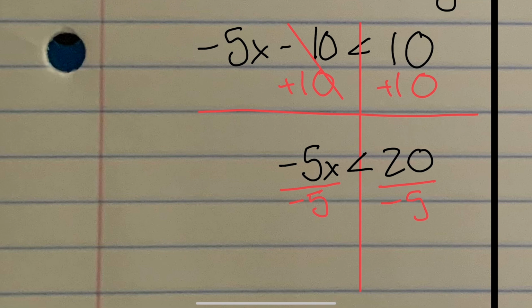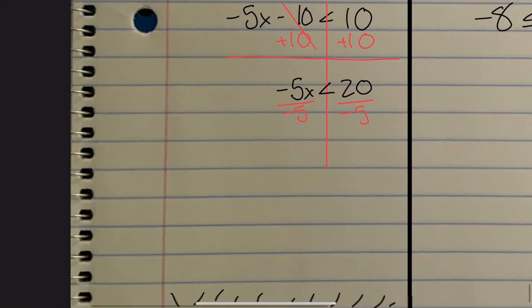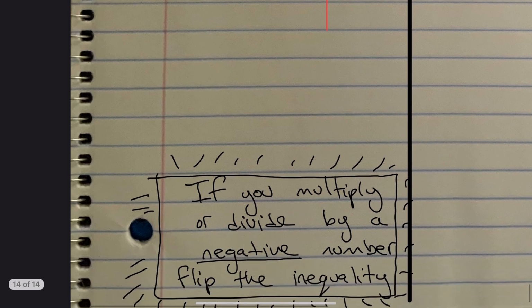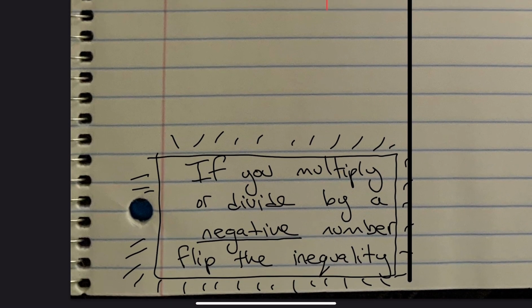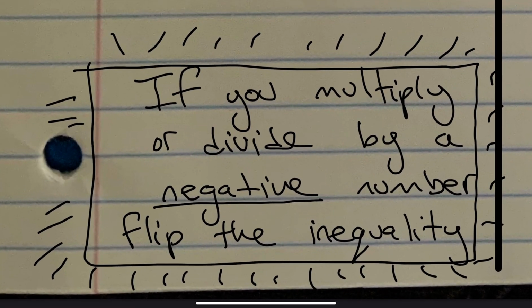Here's where the difference happens. Now I'm going to scroll down just a little bit so you can see my little note at the bottom here. This is very important. That's why it's in a box and it's got all these things around it. If you multiply or divide by a negative number, flip the inequality. This is a big deal. This will change your answer. This will change your graph. So be careful. I already messed it up in class once, so I just want you to be careful too. If you multiply or divide by a negative, you need to flip the inequality.